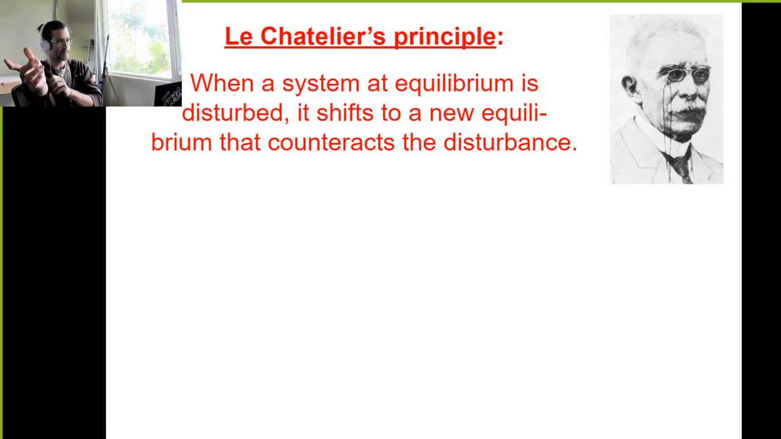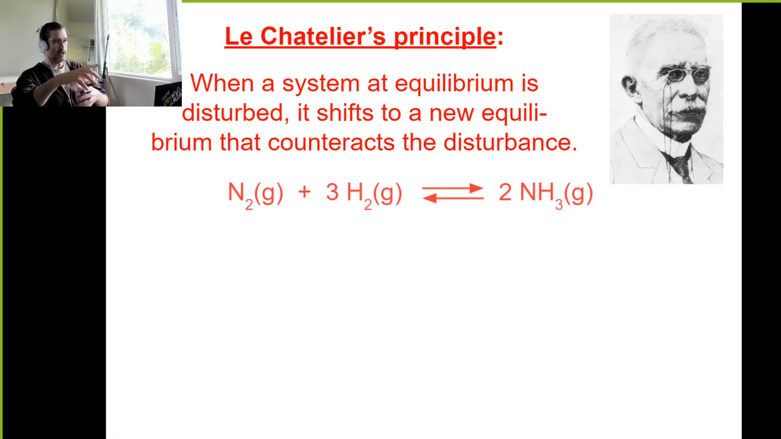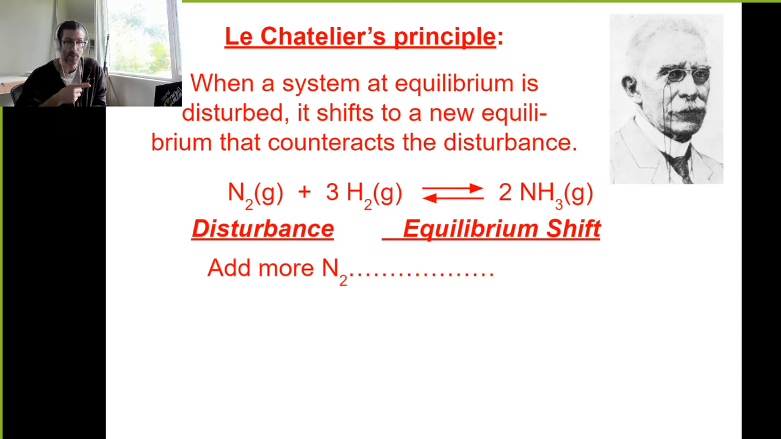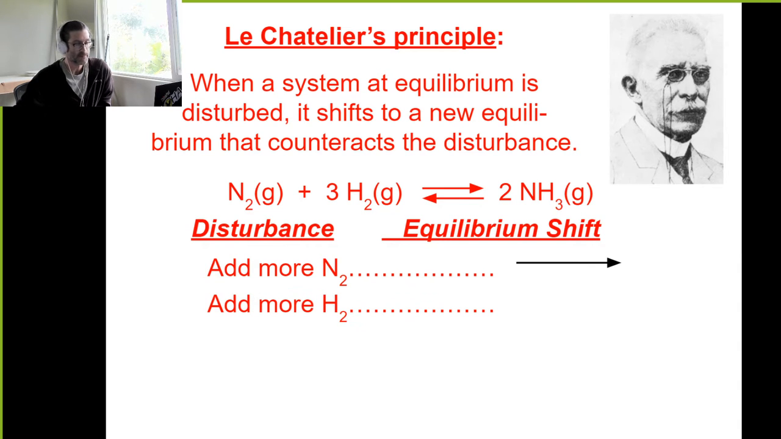All right, so let's look at an example. Here we have the Haber process. We have nitrogen and hydrogen, and we're smashing them together to make ammonia. If we add more nitrogen, we can shift the equilibrium toward forming product. If we add more hydrogen, we can also shift the equilibrium toward forming product.